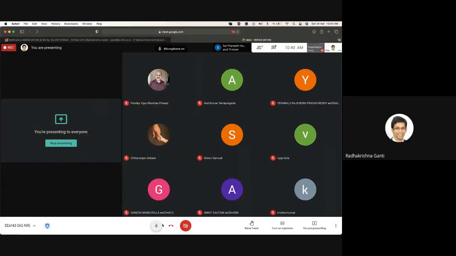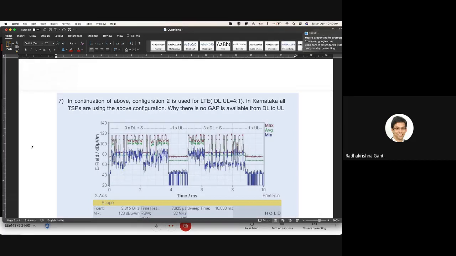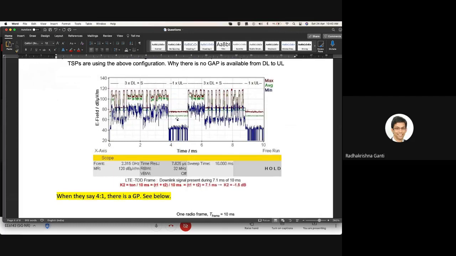Am I audible? Yes, sir, now it is audible. Sorry, I put the power on, but it was not charging. I didn't realize that.